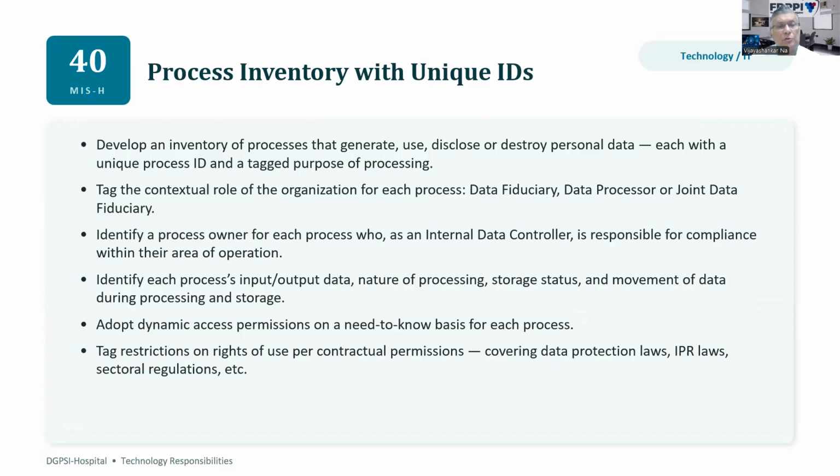Now identify a process owner for each process. He will be like an internal data controller and is responsible for compliance within their area of operation. Now identify each process's input data, output data, nature of processing, storage status, movement of data during processing and storage. Essentially, each process is like an enterprise by itself. Adopt dynamic access permissions on a need-to-know basis.